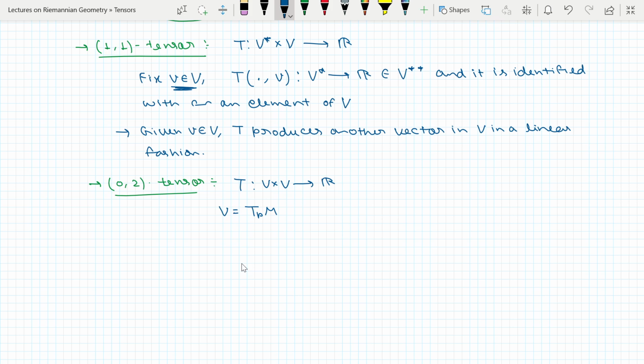Right? Now, V is a vector space. Take your vector space to be T_pM, the tangent space at the point p of the manifold. Then your 0-2 tensor will be this, right? And this 0-2 tensor is nothing but your so-called metric tensor. A metric tensor is a 0-2 tensor.